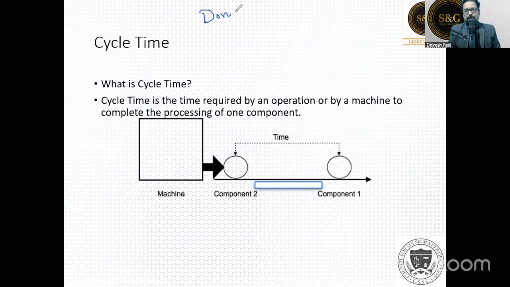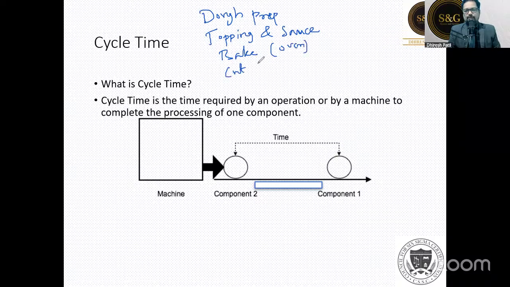Let's say dough preparation. You prepare the dough, then you add the toppings and the sauces. Then you bake the pizza in the oven, which is the oven process. And then you cut the pizza and pack it. So the moment the order comes, first is dough preparation. Let's say dough preparation takes 2 minutes for one pizza. That is the cycle time of dough preparation.